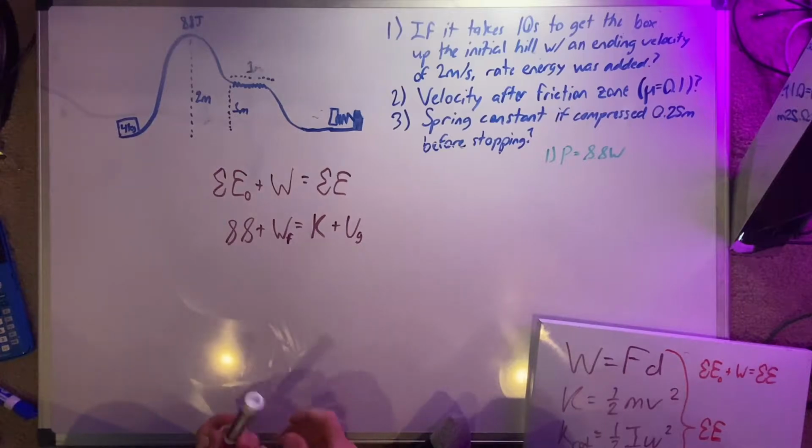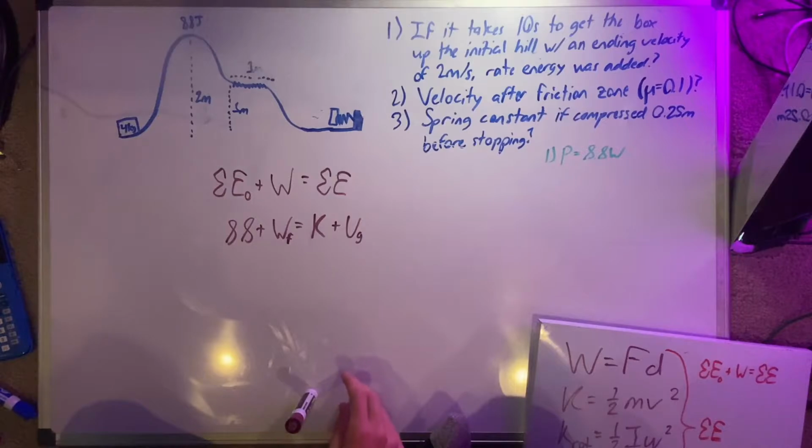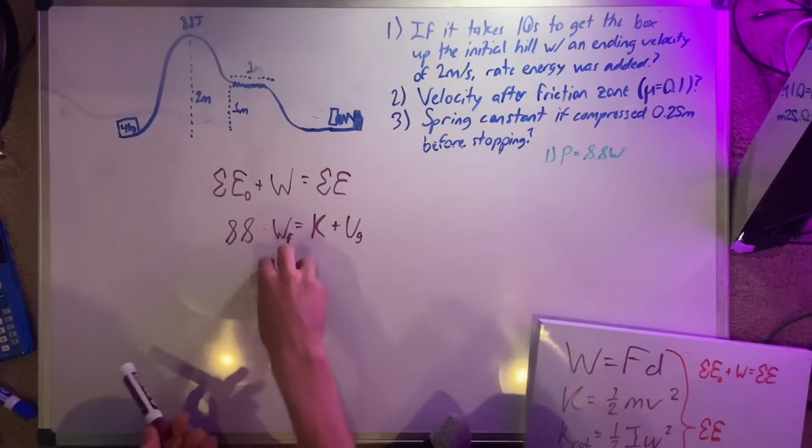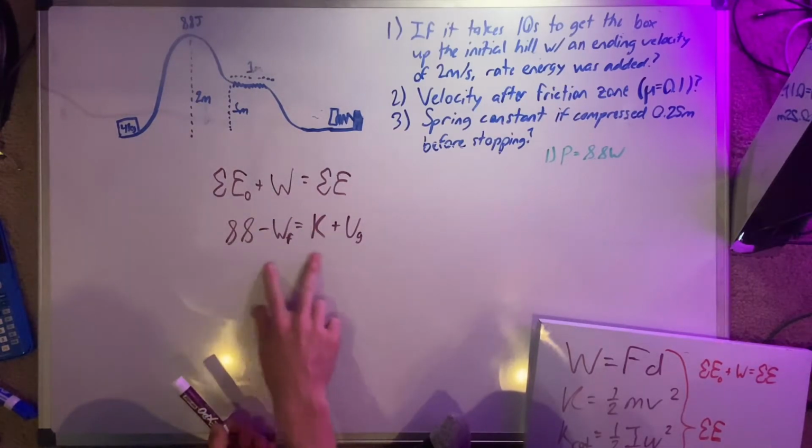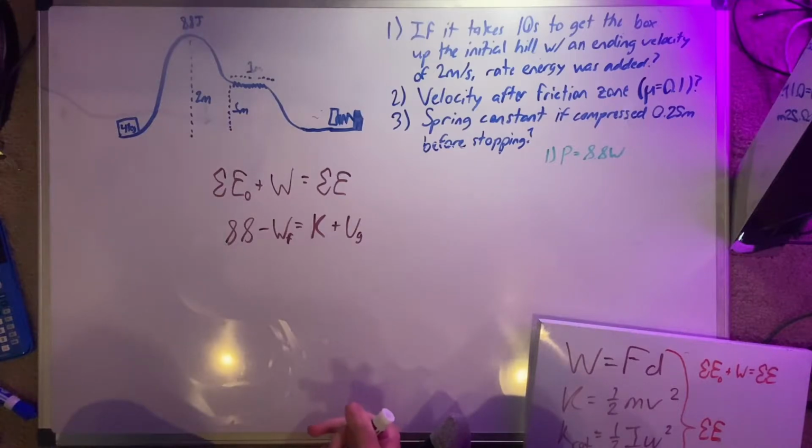So now we have to think for a second, would this work done by friction detract from the energy of the system or add to the energy of the system? Well, if it doesn't explicitly say that you're adding it, most of the time you're subtracting it. I mean, it just makes sense. Friction slows things down. So you're going to have a decrease in energy equal to this whole thing.